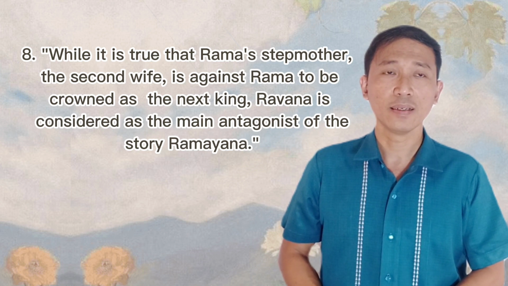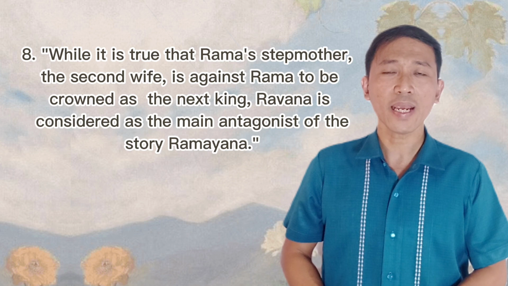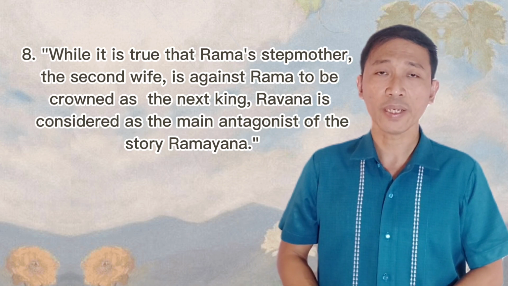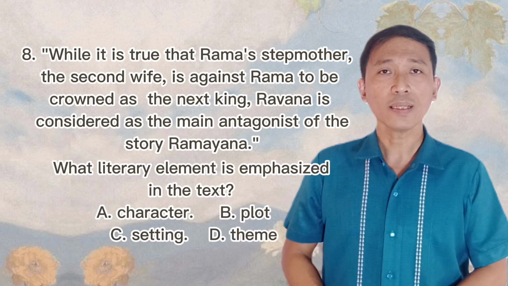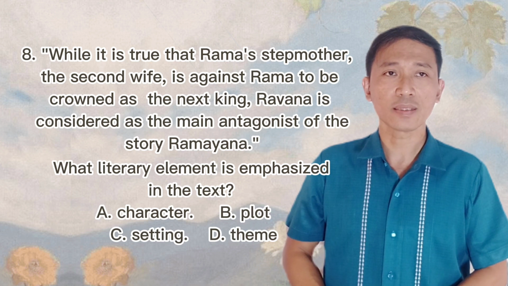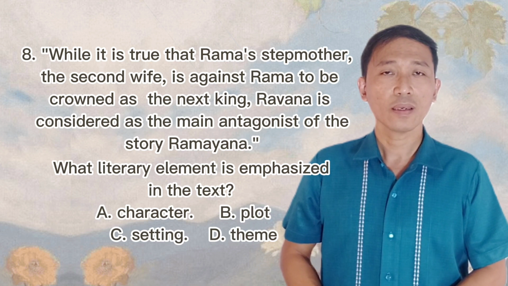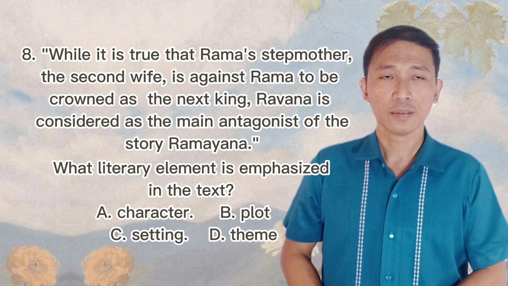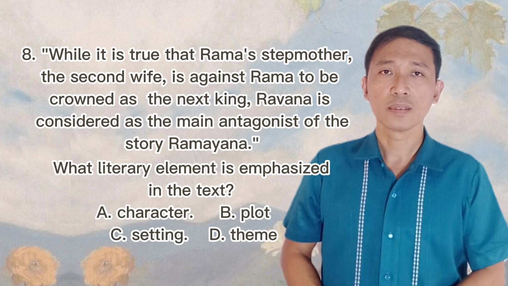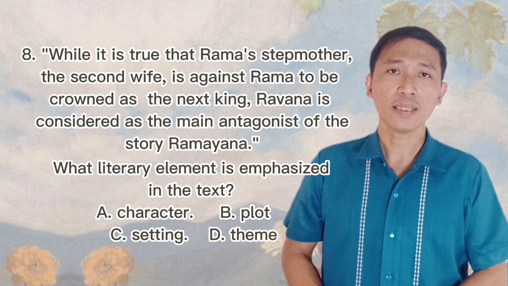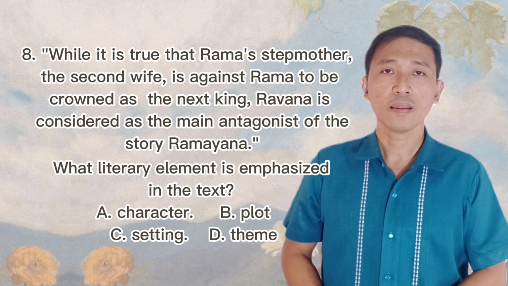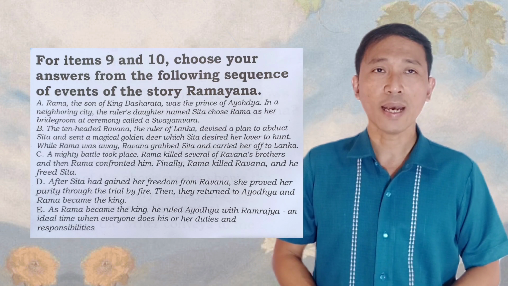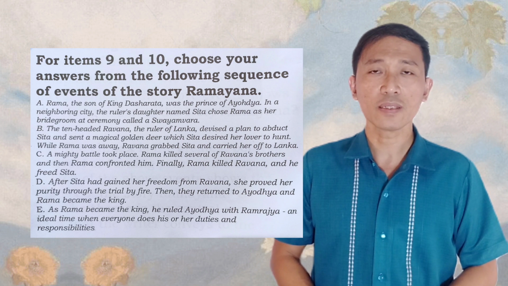Number 8. While it is true that Rama's stepmother, the second wife, is against Rama to be crowned as the next king, Ravana is considered as the main antagonist of the story Ramayana. What literary element is emphasized in the text? A. Character, B. Plot, C. Setting, D. Theme. For items 9 and 10, choose your answers from the following sequence of events of the story Ramayana.